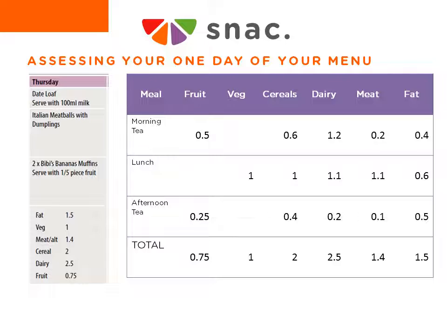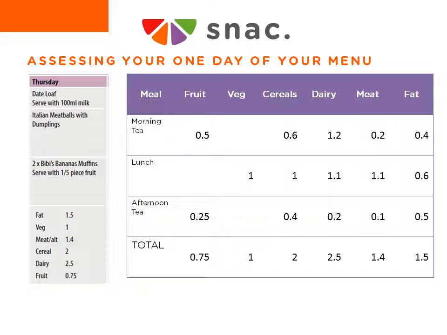So in terms of fruit, we've got 3/4 of a serve of fruit, and this would have come from the date loaf and the muffins. That's exceeded the half a serve that children are supposed to have a day. The vegetables came from the lunchtime meal, and that's 1 serve, which meets the requirements. Cereals, that would have been spread across the 3 meals of the day, with the flour in the date loaf and the muffins, and the meatballs are served with dumplings. So they've got the 2 required serves of cereals.